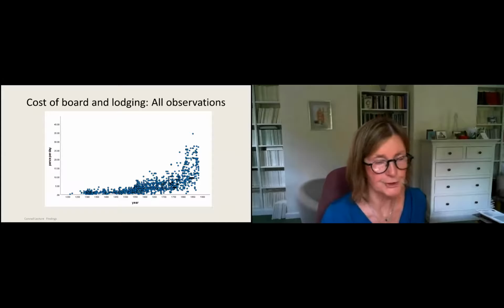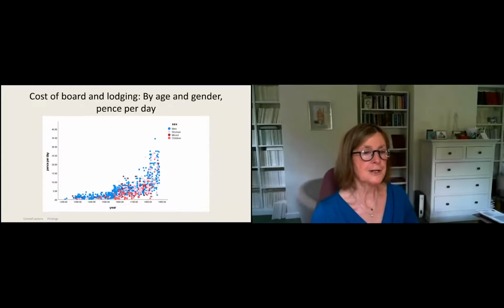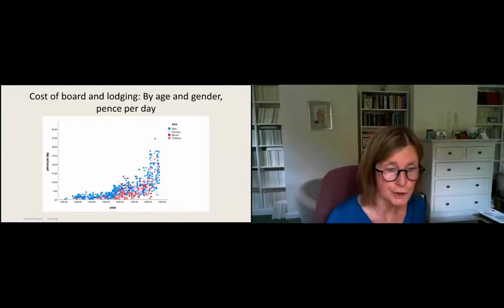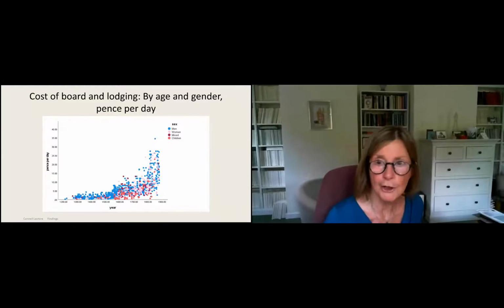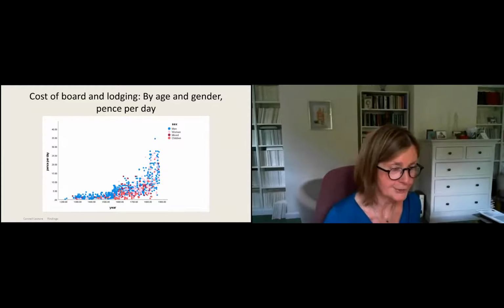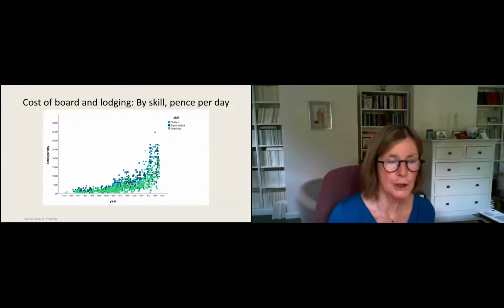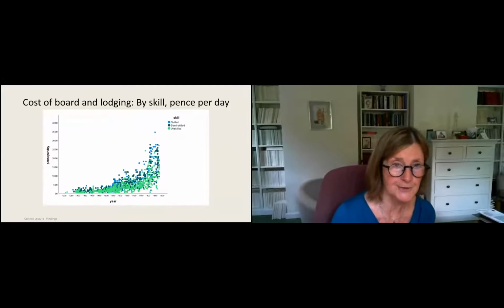if people are interested. One very interesting, obvious first point is that men's board and lodging was generally higher cost than were the costs of women, the costs of mixed groups of workers, and of course the costs of children, who cost much less to board and lodge and accepted a much lower standard of board and lodging. Perhaps less obvious, but more interestingly, costs of board and lodging varied by skill in terms of their pence per day.